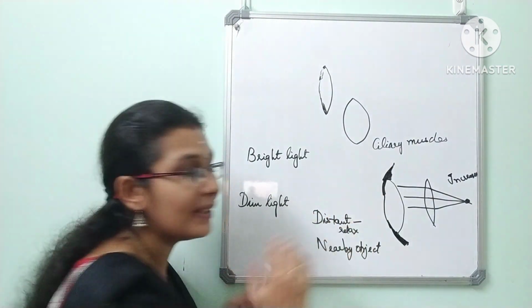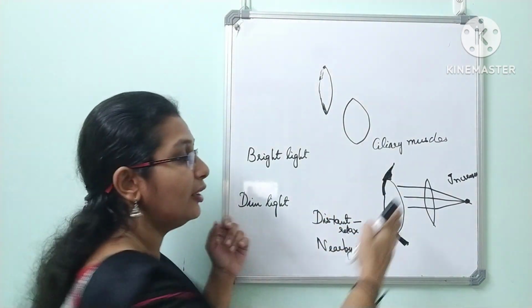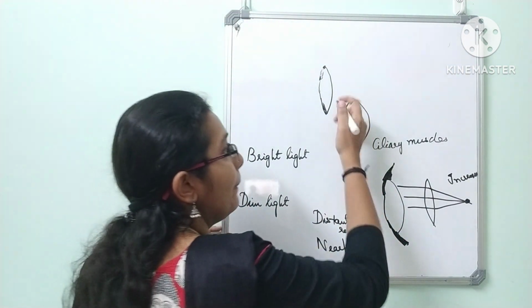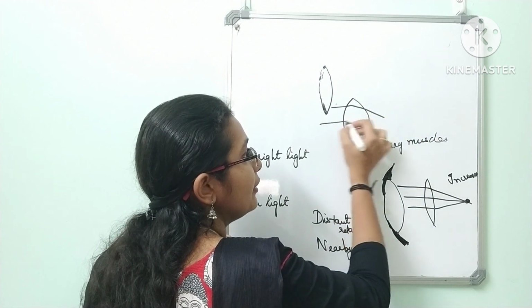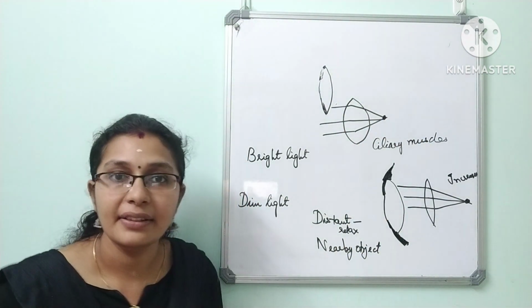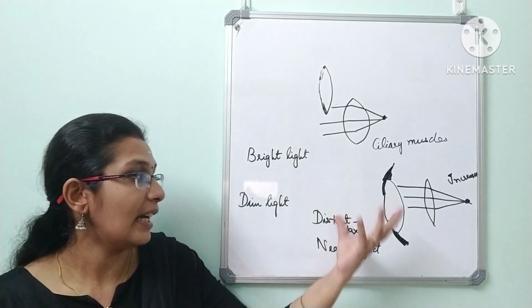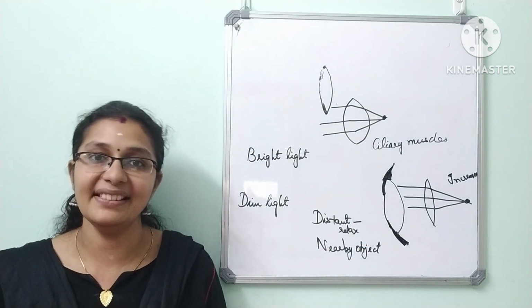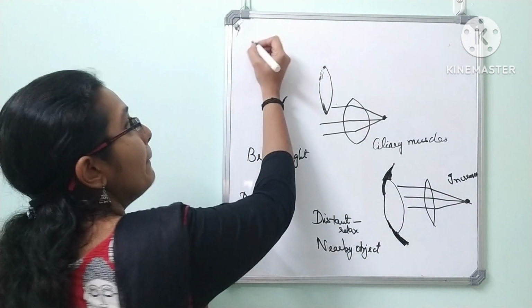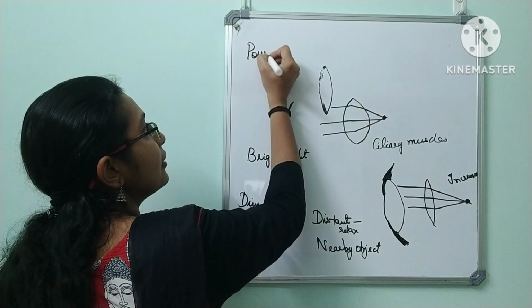So when the ciliary muscles are contracted, your lens becomes thick and bulged. So what will happen when light enters, your focal length will be near. Okay, so your focal length is near. So these are the two types of functions these ciliary muscles do. Clear? Yes. Then there is something called power of accommodation.